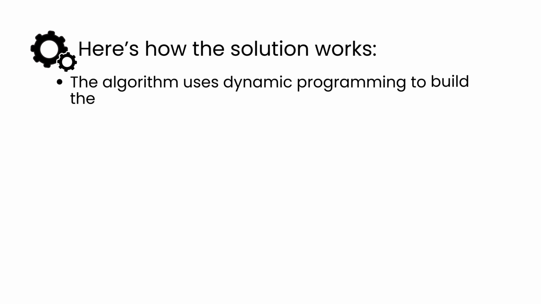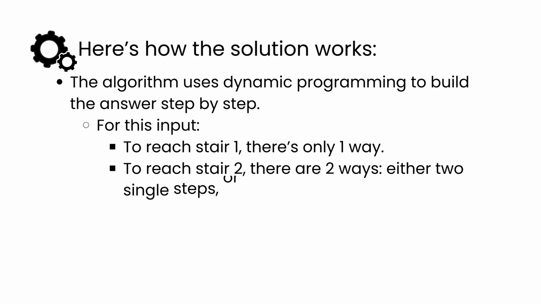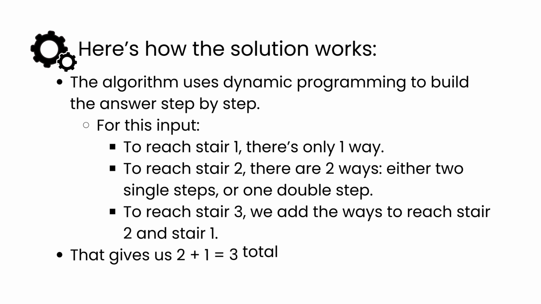Here's why the solution works. The algorithm uses dynamic programming to build the answer step by step. For this input, to reach stair 1, there's only one way. To reach stair 2, there are 2 ways, either 2 single steps or 1 double step. To reach stair 3, we add the ways to reach stair 2 and stair 1. That gives us 2 plus 1 equals 3 total ways to reach the top.